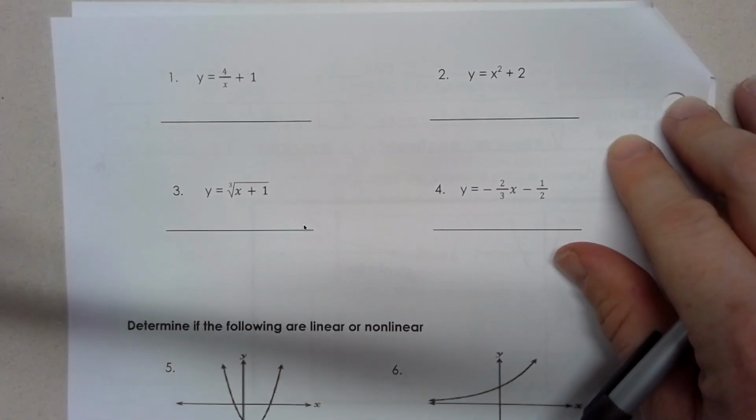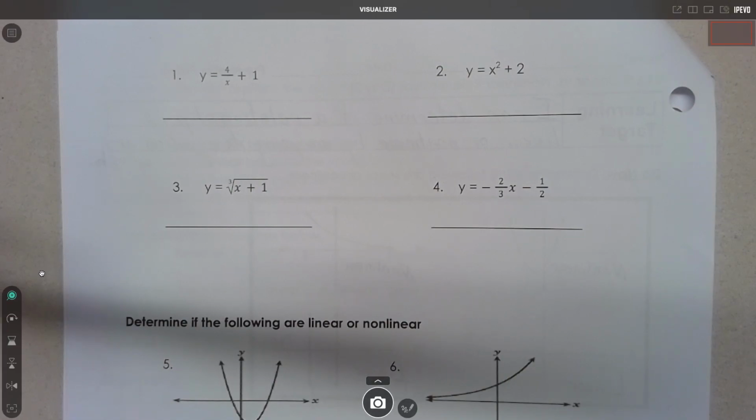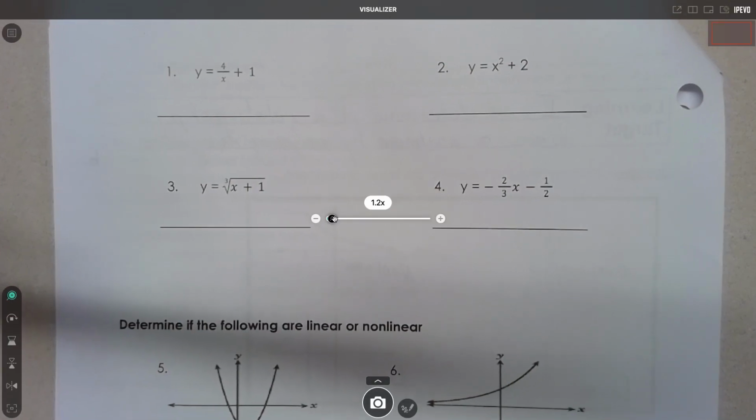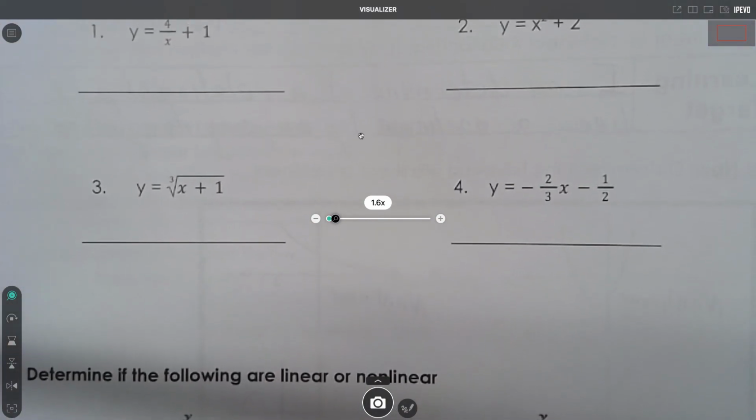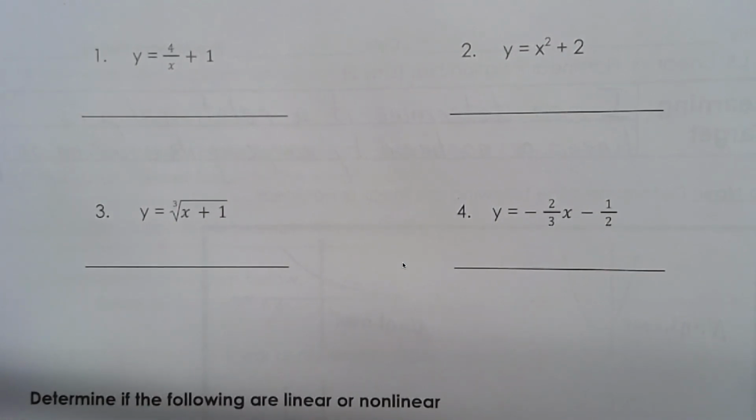Please pause the video and play it back, or pull it back a couple of seconds, if you needed to finish those notes up. Okay. Just going to zoom in a little bit. So for question number 1, we have y equals 4 over x plus 1 for our equation. And we're always going to be looking at the variables.